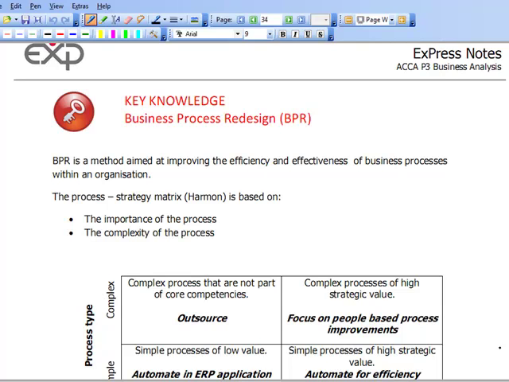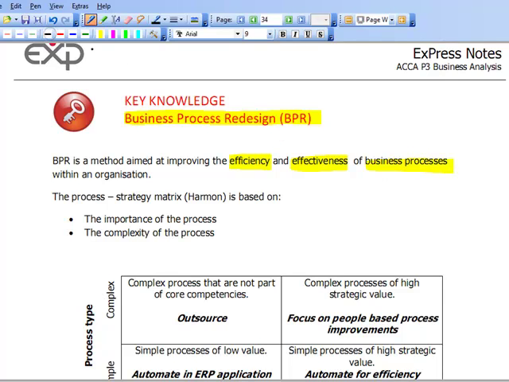So we're still in Chapter 6 at the moment and we're on page 34 of our Express Notes. Today we're going to be having a look at something called Business Process Redesign. Now, just to run through a couple of the high level pictures and then we'll look at the model in the notes. Business Process Redesign, so BPR, aims at improving both the efficiency and effectiveness of business processes.